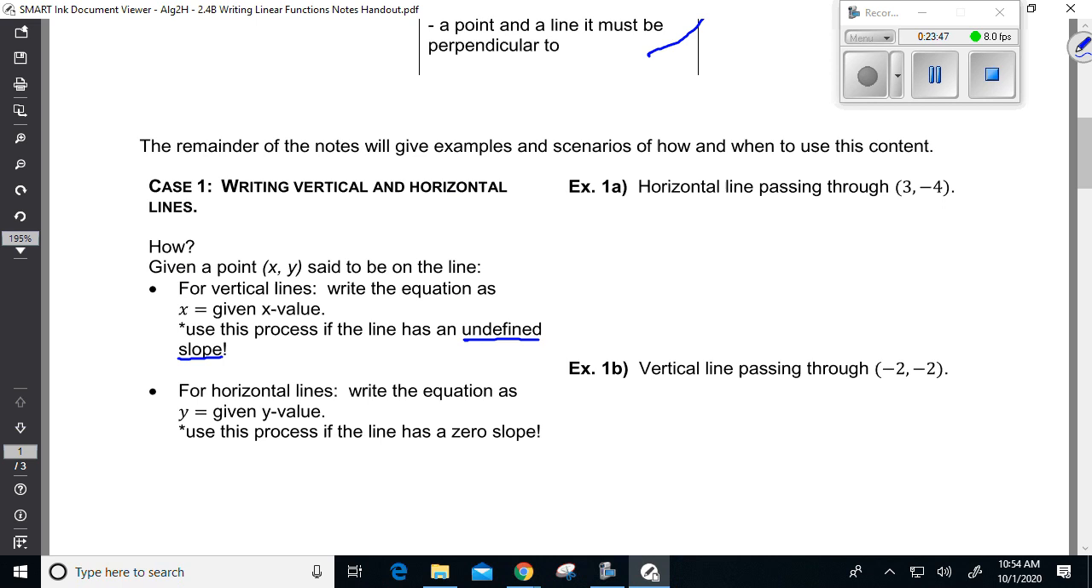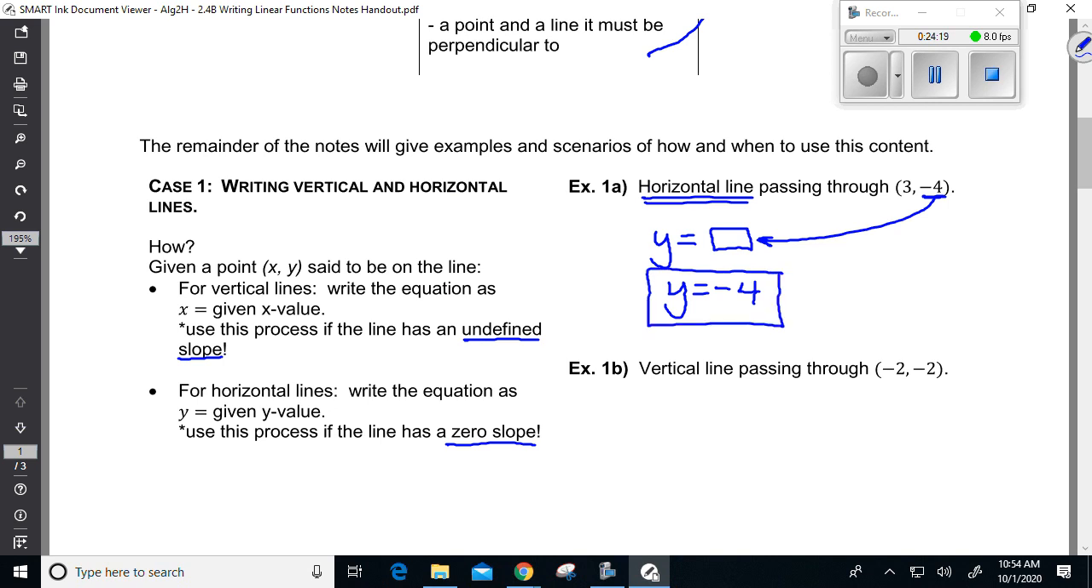So for example, 1a, horizontal line passing through (3, -4). So horizontal line corresponds with y equals. You would use that process as if it has a 0 slope. So horizontal line is y equals something. We have a y value of -4, so that's what goes in there. So there's your equation. We didn't use the 3, don't need to.